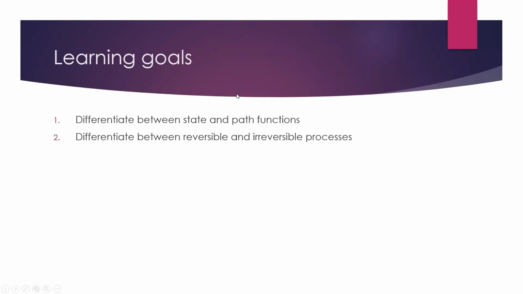The learning goals for today are going to be to differentiate between state and path functions and be able to describe what is a state function and what is a path function. And in the process of this, we're also going to talk about reversible and irreversible processes and discuss the differences between those as well. Let's start by looking at state functions.